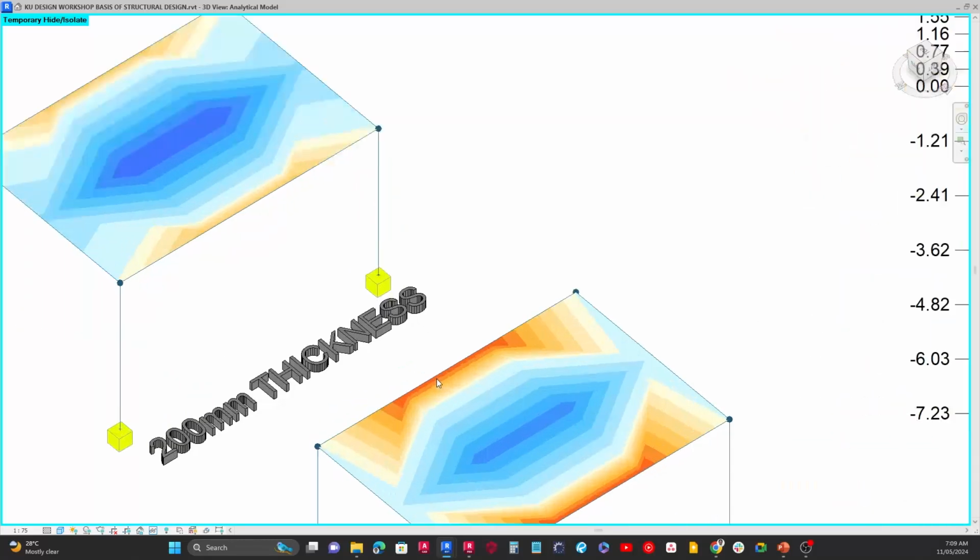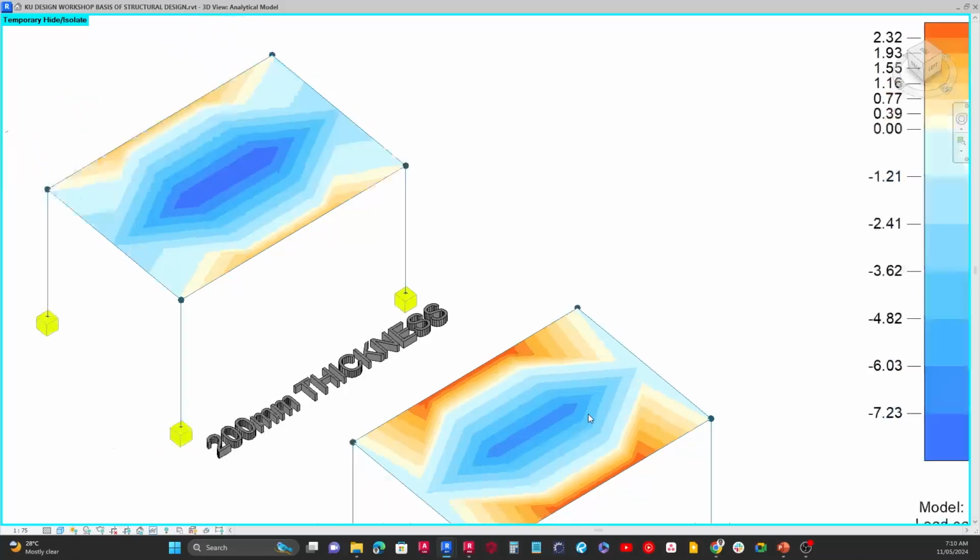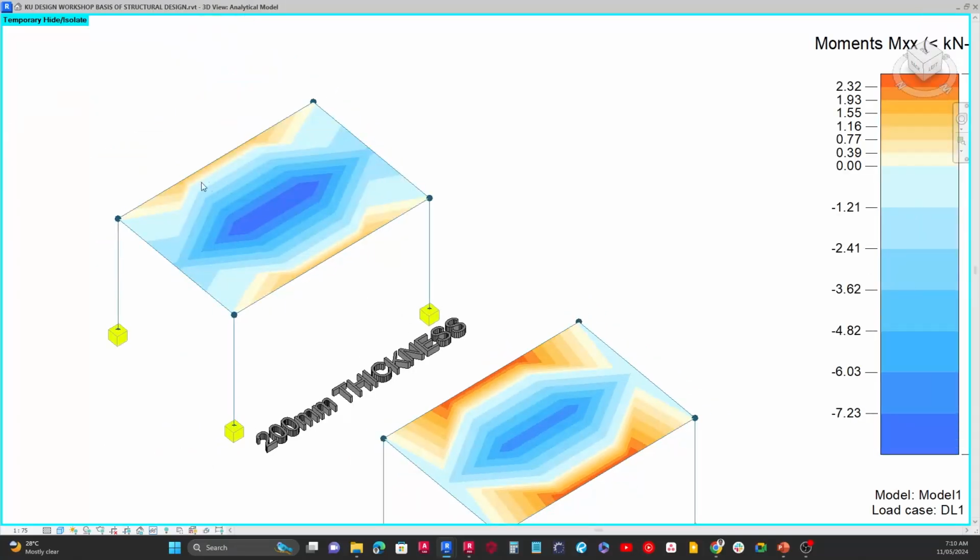Okay, right, great. So that means that as we get to this point of the slab here, it's going to require more top reinforcement. But as we are in the center here, it's going to require more bottom reinforcement. That's how you place it. Likewise, the same thing here as well. But you see that because this particular slab has a higher thickness, the intensity of the moment is not as much as it is over here.